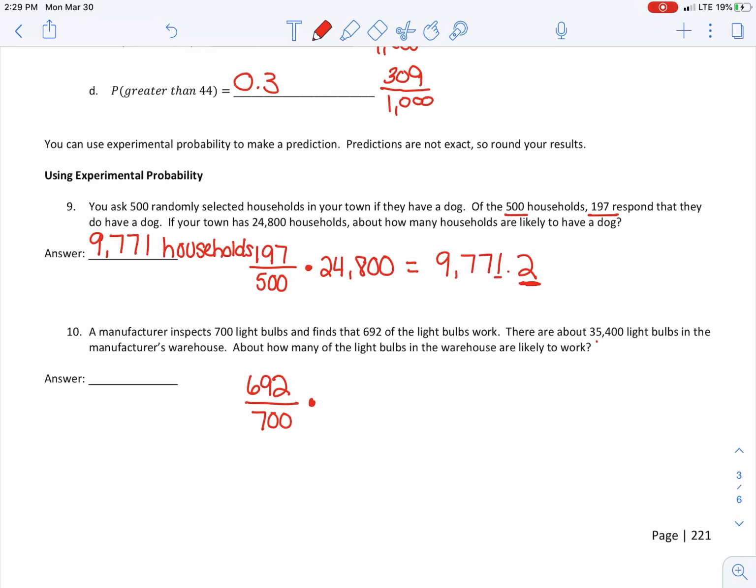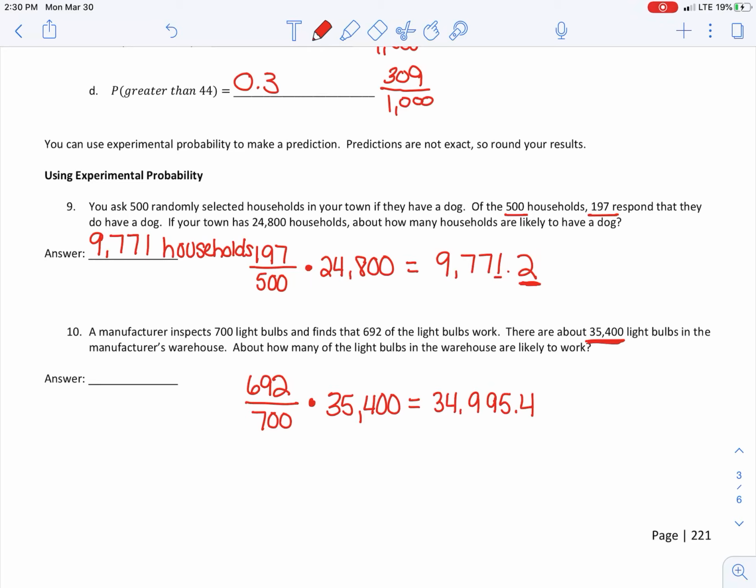So once you get that decimal, you can then multiply it by the total number of light bulbs in the entire warehouse, 35,400. Okay, so I'm going to take that 692 and divide by 700, and I get this really long decimal. Once I get that decimal, I'm going to multiply that by 35,400. And that leaves me with approximately 34,995.4 light bulbs that work.